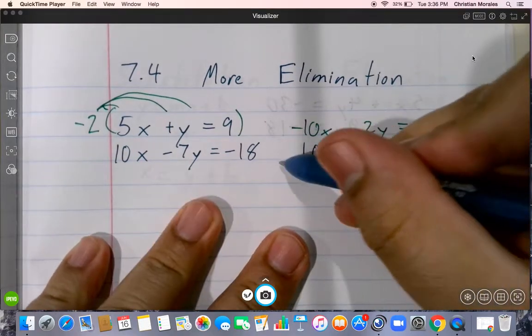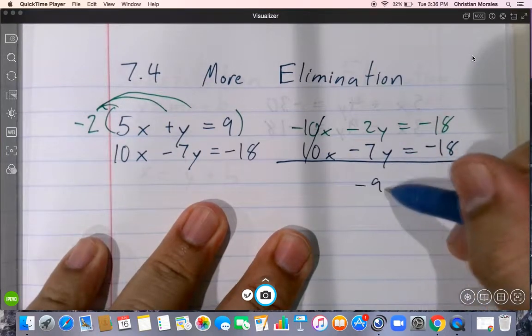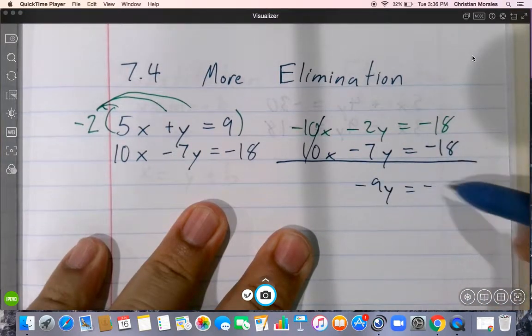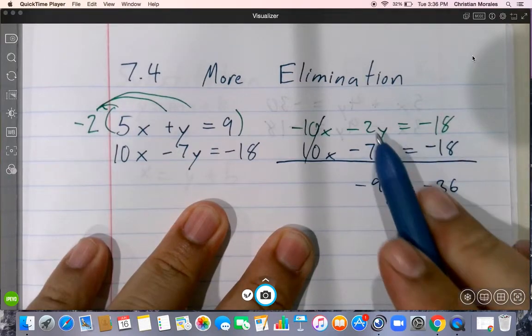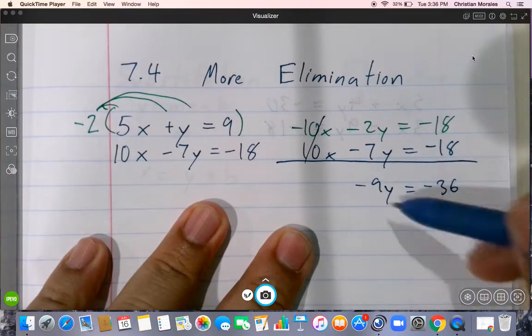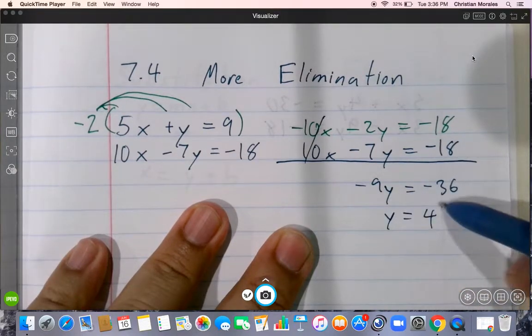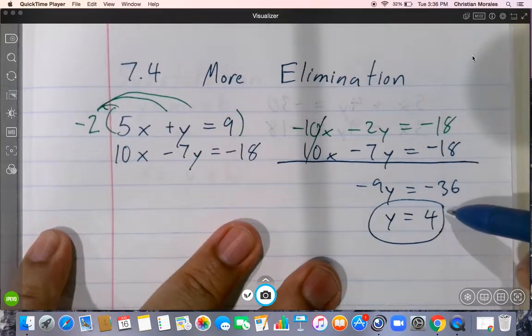All right, now I combine it. Now I do elimination here. The x's cancel out. -9y equals -36. Because they're both negative, they don't subtract. They actually make bigger negative numbers. Divide by -9, I get a +4. Yeah, I know, it's kind of weird, but I get a +4.